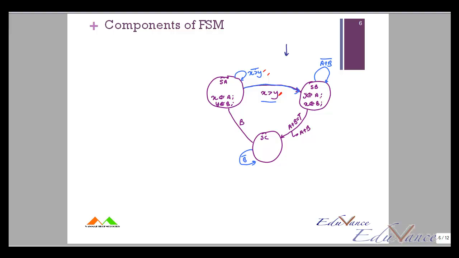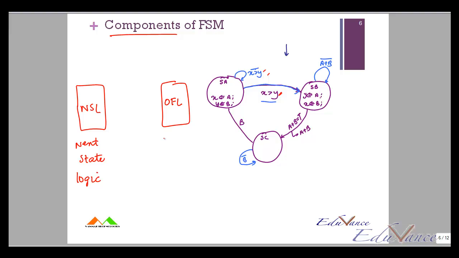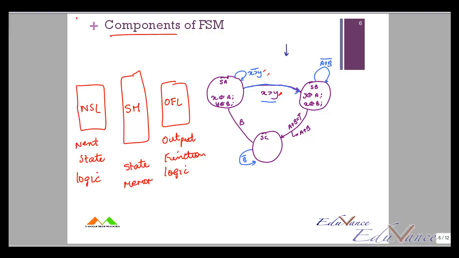let's understand what are the basic components of a state diagram. First, I have something called as my NSL, or my next state logic. I have something called as my OFL, or my output function logic, and in between I have something called as SM, or state memory. Now let's understand what each of these do.